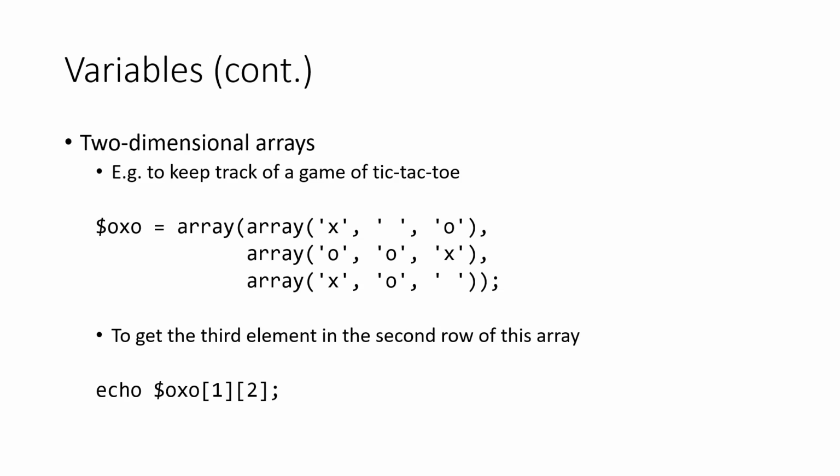Whenever you want to get, let's say, the third element in the second row, we have to first access the second row, whose index is 1. So this will be 1. And then the third column, which is 0, 1, 2, so we have 1 and 2, like this.